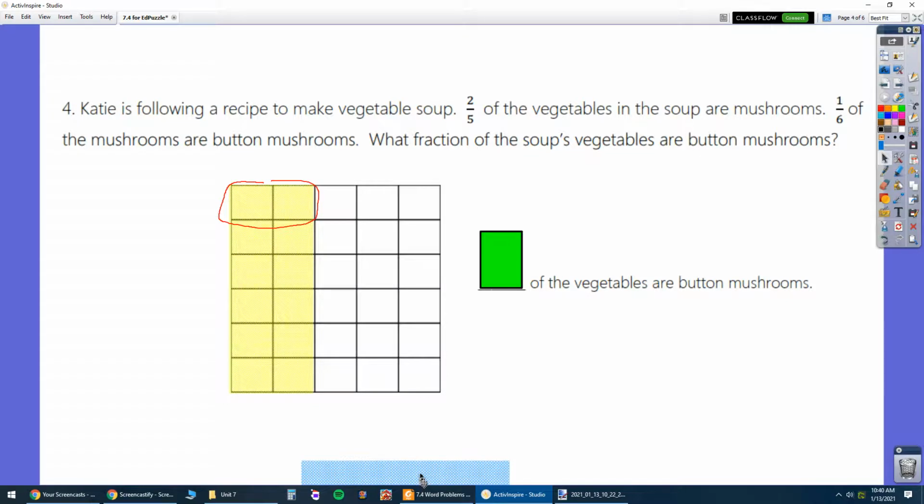We could shade the whole part in, but the part we're looking for is the part that overlaps, because yellow is mushrooms, the blue section is button mushrooms. So this 1 part out of 1, 2, 3, 4, 5, 6 parts overlaps. I see 2 sections in there out of how many total sections? 2 is our numerator out of how many total? Well, it's 6 up and down, and it's 5 across, and that gives us a total of 30. 2/30 of the vegetables are button mushrooms. I think I'd still take the chicken tenders.